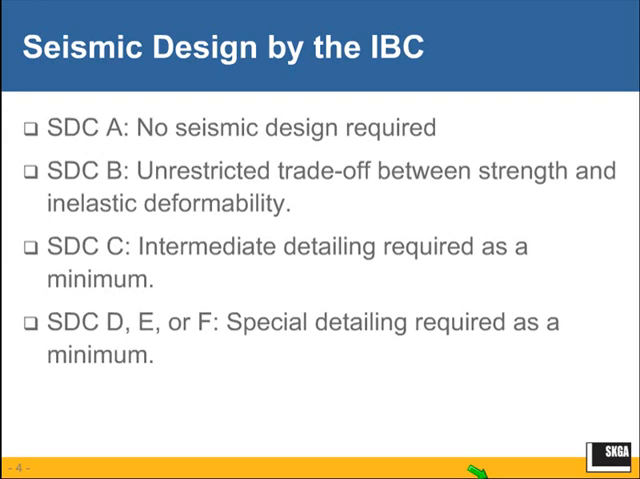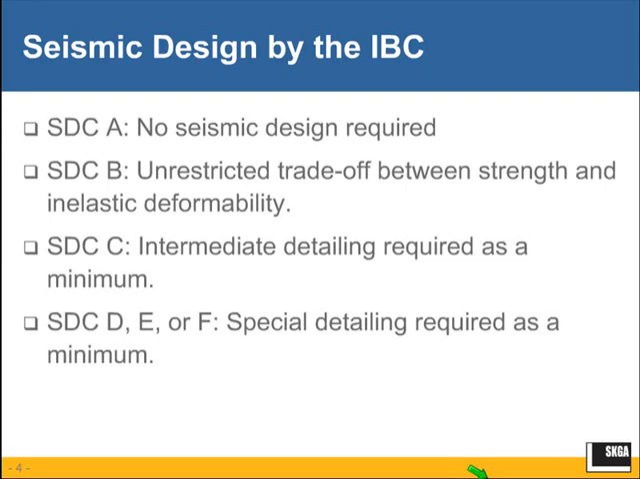Now, as you know, every structure to be designed by the code is assigned to one of five, actually six, seismic design categories, A through F. A is essentially non-seismic, so a structure assigned to design category A does not even have to be seismically designed. It is kind of out of the scope of our discussion today.